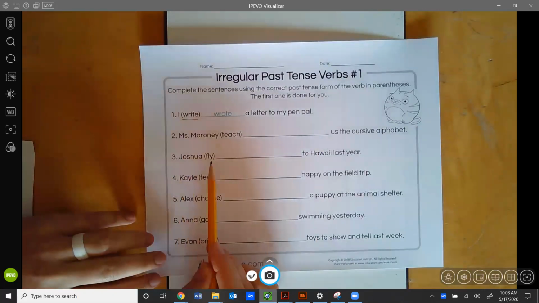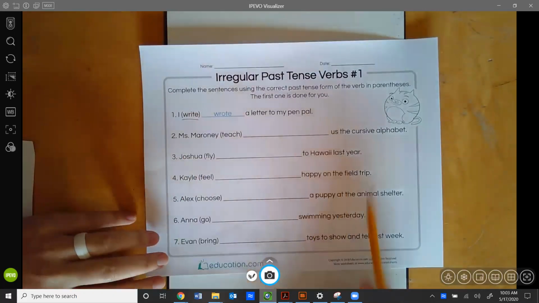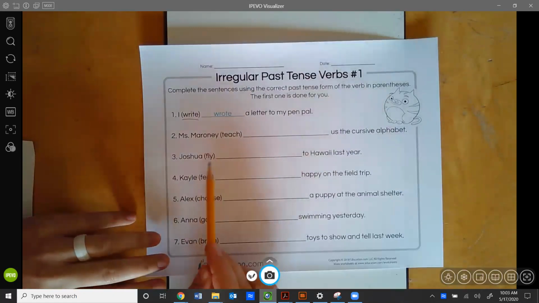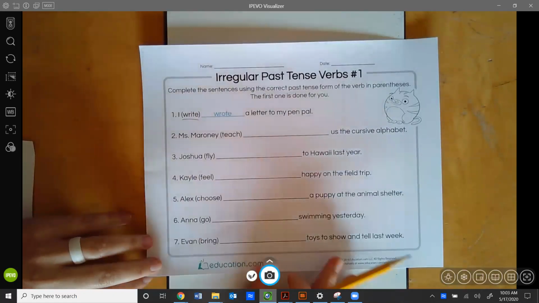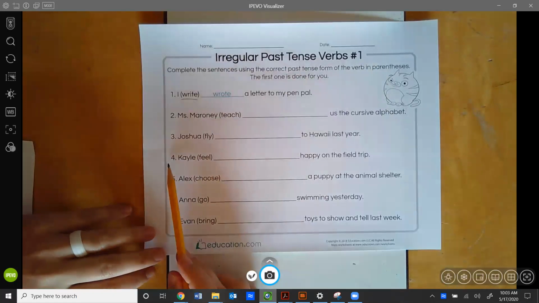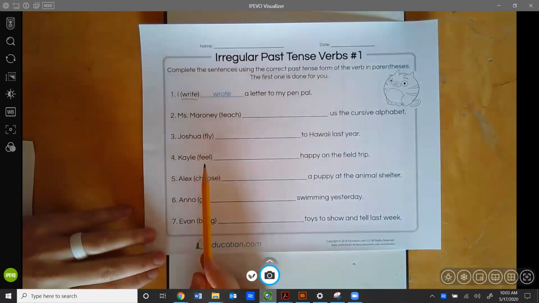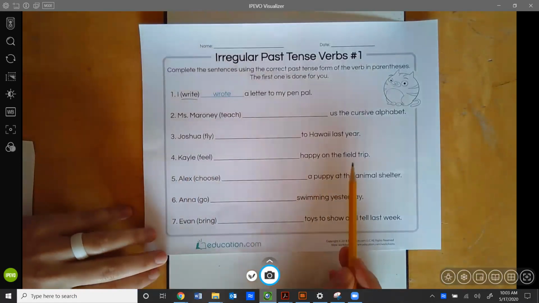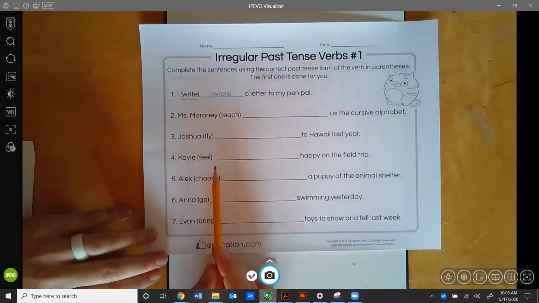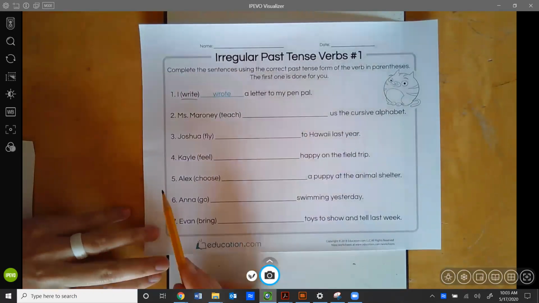Joshua fly to Hawaii last year. Again, fly needs to be changed into past tense. Number 4, Kale feel happy on the field trip. Again, you've got to change feel.